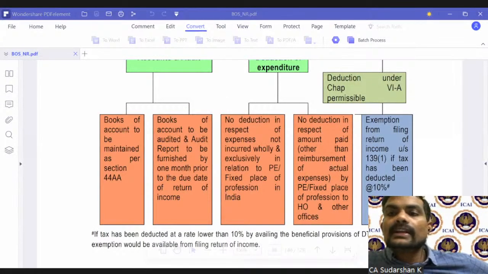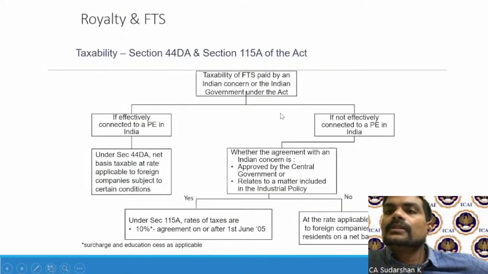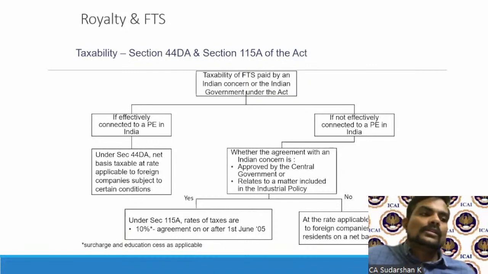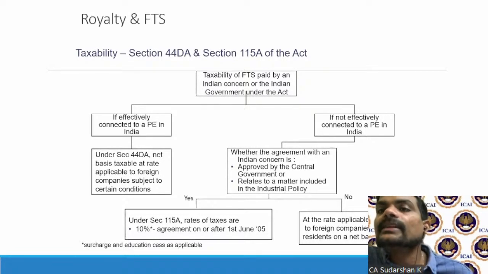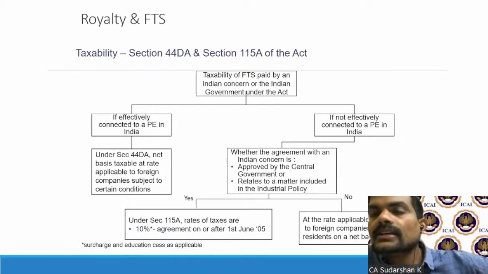Especially 44DA will trigger if the foreign company which is availing the royalty or FTS has a permanent establishment in India. What is a permanent establishment in India? Permanent establishment is similar to a business connection. PE is very widely used in tax treaties. It is tax treaty terminology. And globally, if a foreign company has a PE in India, that means the foreign company has a significant presence in that country. It is like an alter ego.